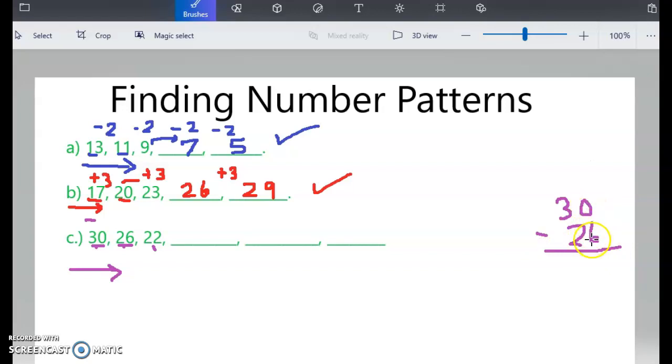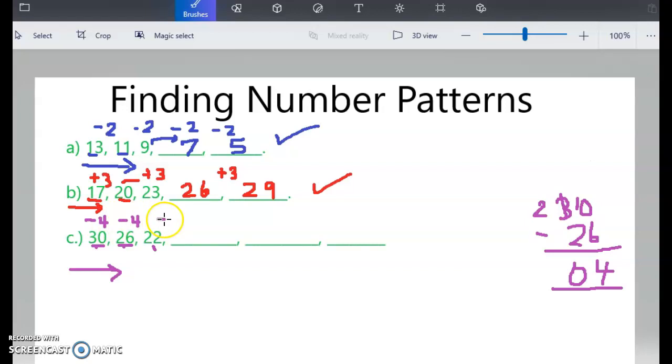Now 0 cannot take away 6, so I'll have to regroup and borrow. Now 10 can take away 6. I call myself 6, 7, 8, 9, 10. My answer is 4. And 2 take away 2 is 0. So I have 4. That means they're taking away 4 each time.